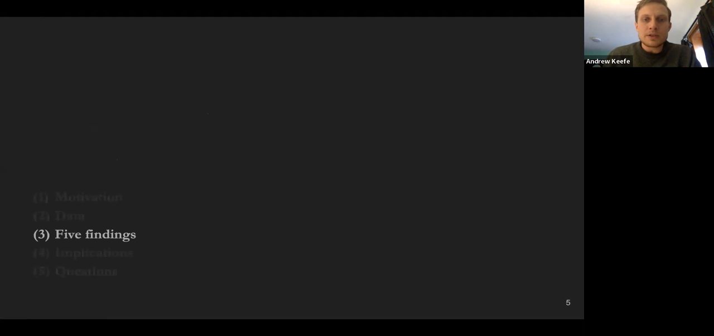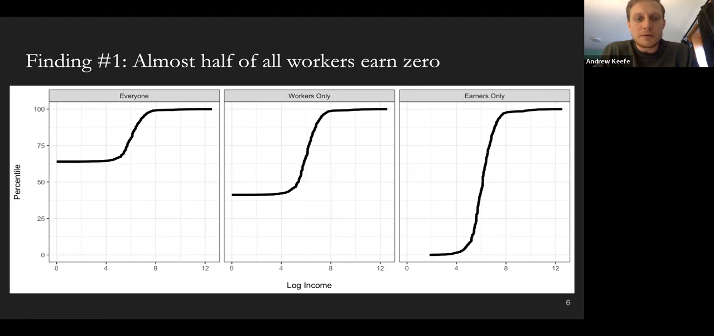Okay, so in a short presentation, we can't talk about everything that is interesting. So let me just focus on five findings in the time that I have. So first, a fact about the overall distribution of earnings in American prisons. Most incarcerated workers work for zero pay. This is shown in the graphs on your screen.